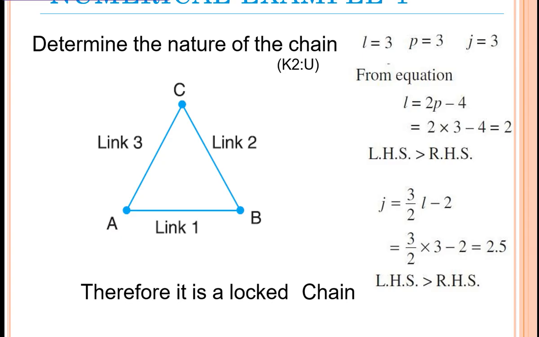So if you take the number of joints, J equal to 3 by 2 into L minus 2, if you substitute L is equal to 3, then you are going to get 2.5. So LHS is greater than RHS. So we can define it as a lock chain.